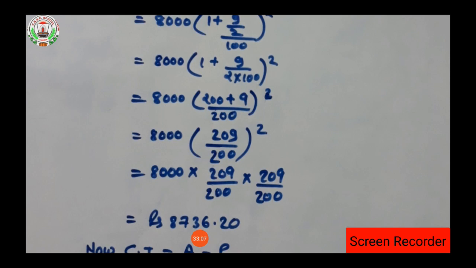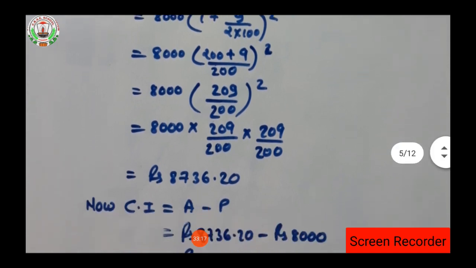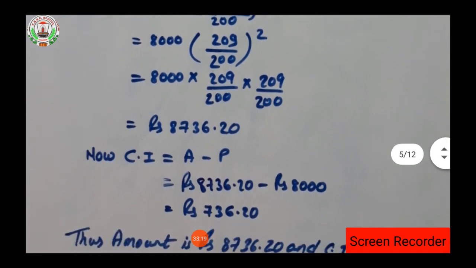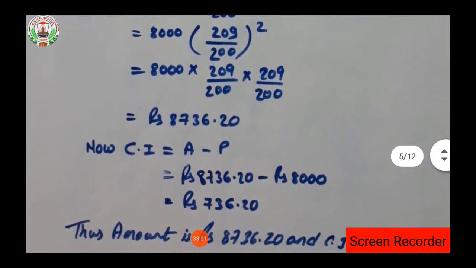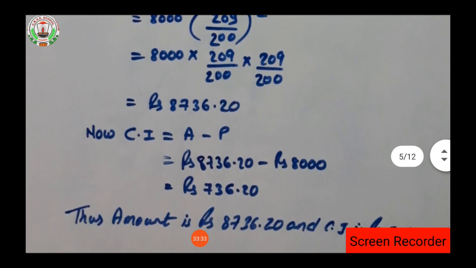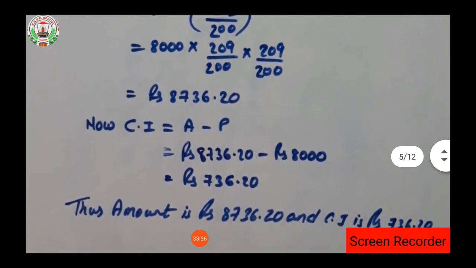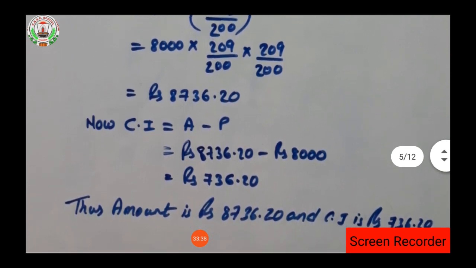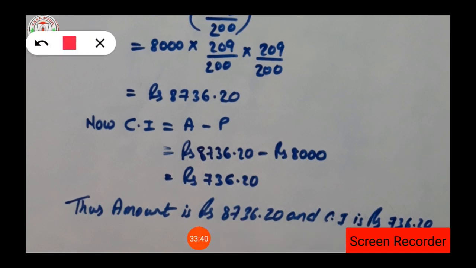So what answer comes while solving the numbers? That is 8,736.20 rupees. Okay, so what is the compound interest formula? That is A minus P. What A do we have? The amount we have is 8,736.20 and what principal do we have? That is 8,000. While subtracting both numbers, what are we getting? We are getting 736.20. Everybody knows now how to solve the decimal.